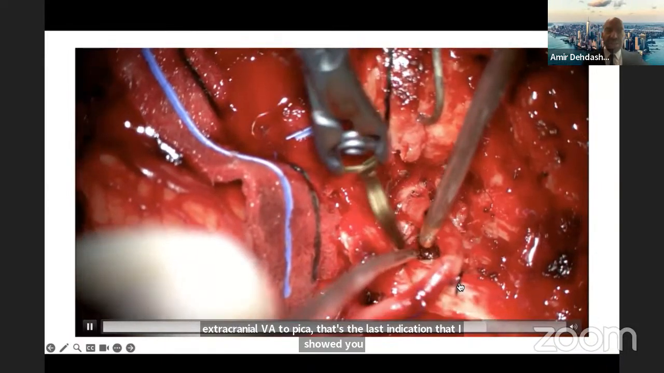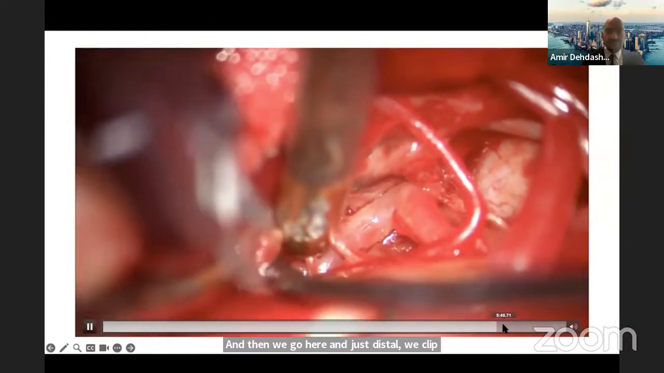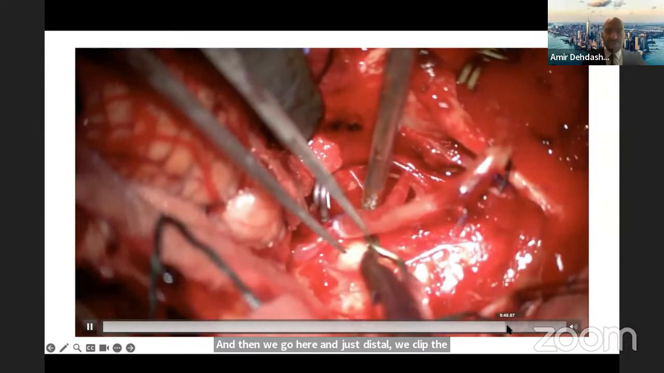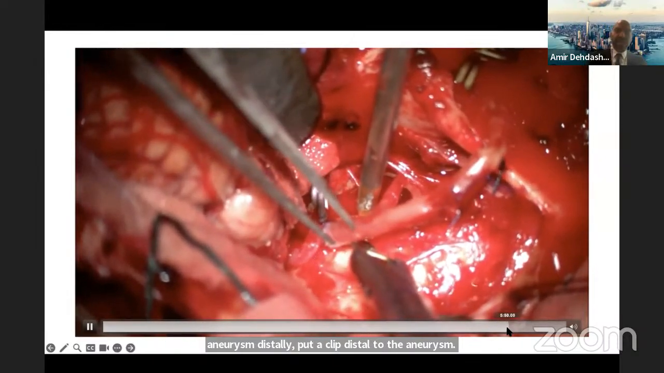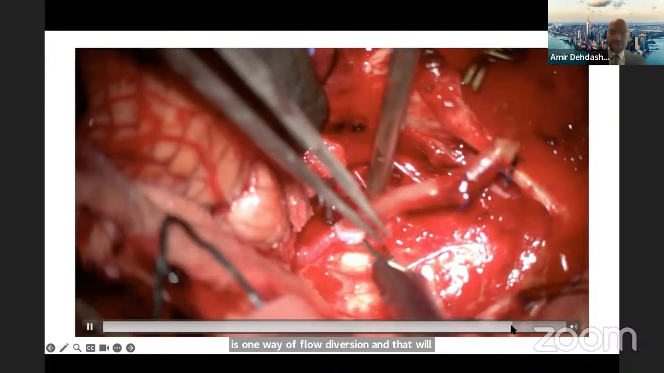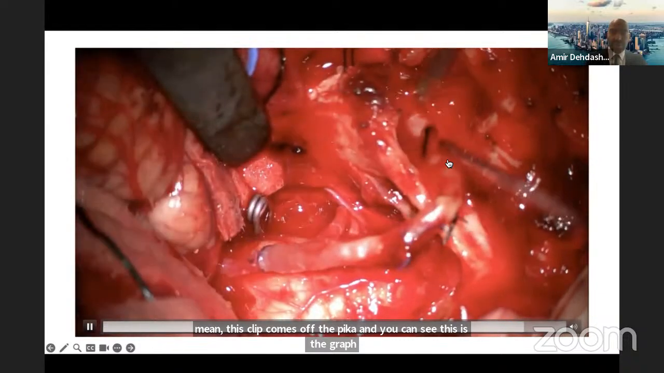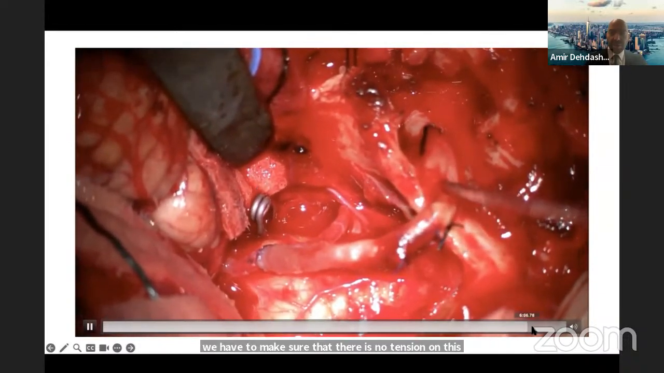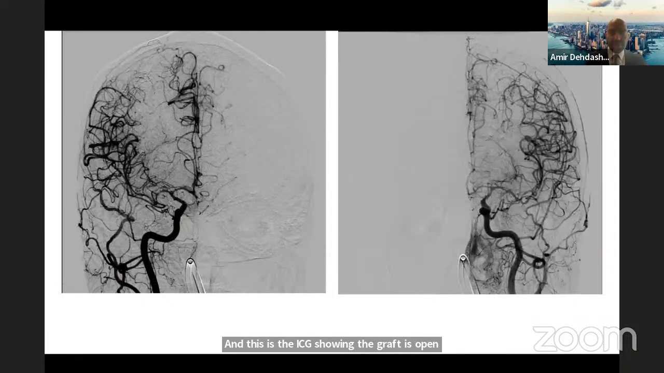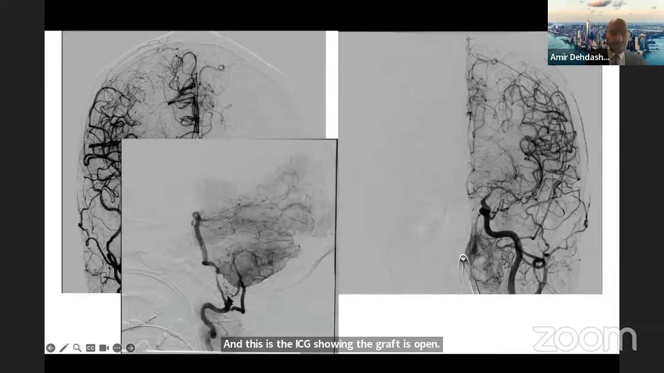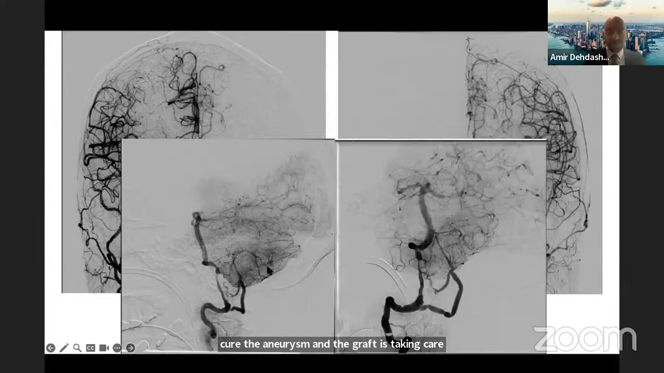And then we go here and just distal, we clip the aneurysm distally, put a clip distal to the aneurysm, which is one way of flow diversion, and that will basically immediately kill the aneurysm. And this clip comes off the PICA, and you can see this is the graft from the extracranial component. Obviously, during closure, we have to make sure that there is no tension on this thing. And this is the ICG showing the graft is open, and this is the final product with the graft open, and you can see the aneurysm that was there is not visible anymore because there was a distal clip. The distal clip flow diversion cured the aneurysm, and the graft is taking care of the PICA circulation.